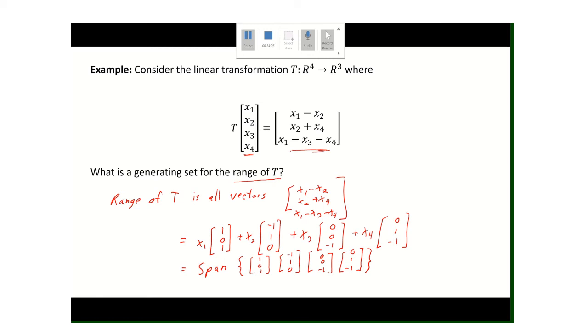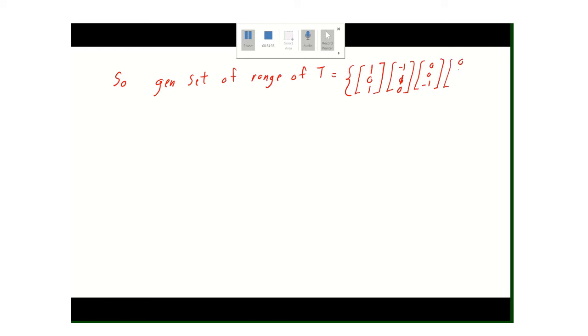But now we're looking for the generating set. Well, if something is equal to a span, the generating set is just equal to those vectors. So the generating set of the range of T is equal to these same 4 vectors: 1, 0, 1, negative 1, 1, 0, 0, 0, negative 1, 0, 1, negative 1. That is a generating set. So it's the vectors that you can use to build it.